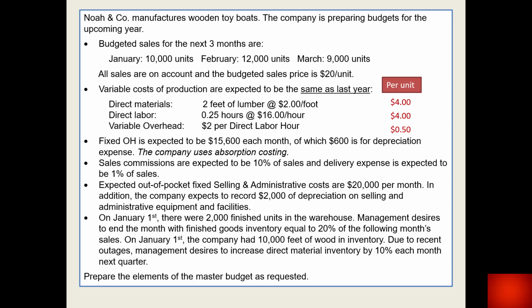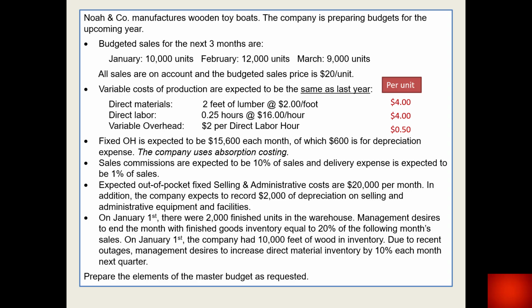Fixed overhead is expected to be $15,600 each month, of which $600 is for depreciation expense. The company uses absorption costing. Sales commissions are expected to be 10% of sales, and delivery expense is expected to be 1% of sales. Expected out-of-pocket fixed selling and administrative costs are $20,000 per month. In addition, the company expects to record $2,000 of depreciation on selling and administrative equipment and facilities.